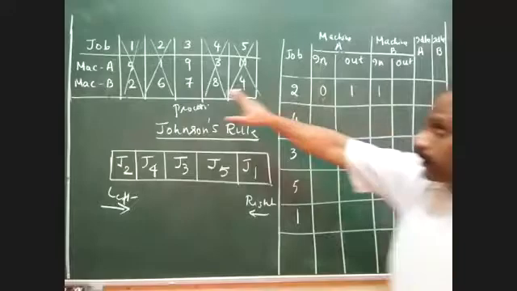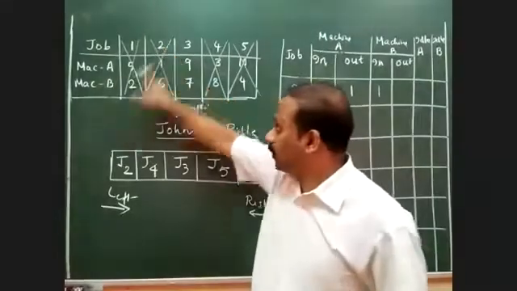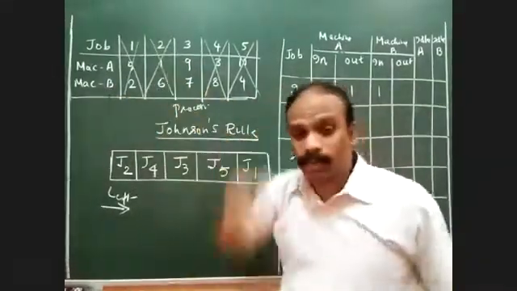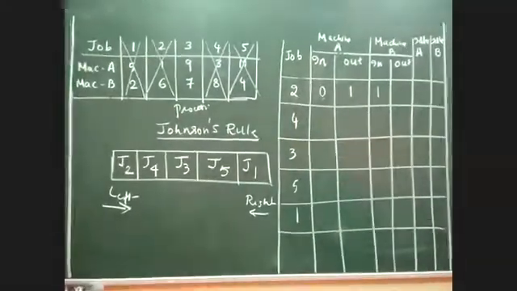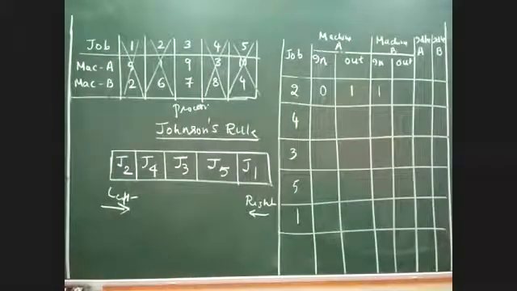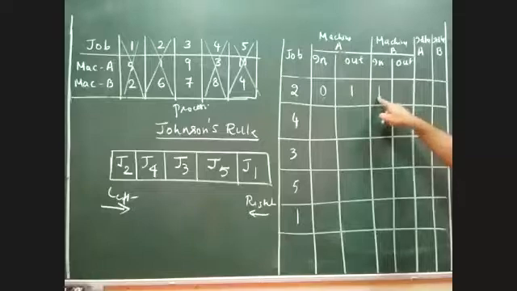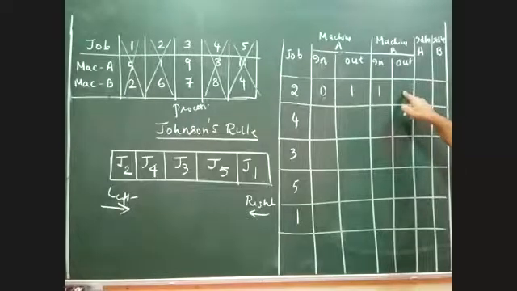Now go back to your data. In job number 2, machine B, how much time is it taking to complete? Can you please tell me? How much time is machine B taking to complete? 6 hours. So if the job is starting at the first minute or first hour, at what time will the job be completed?